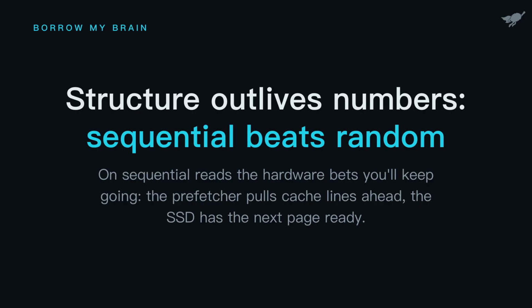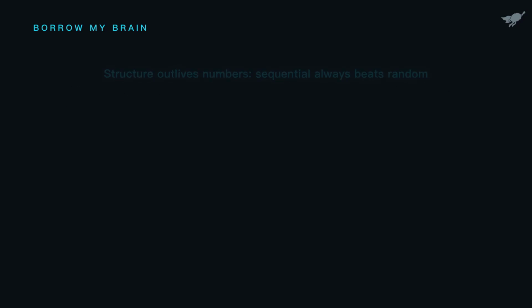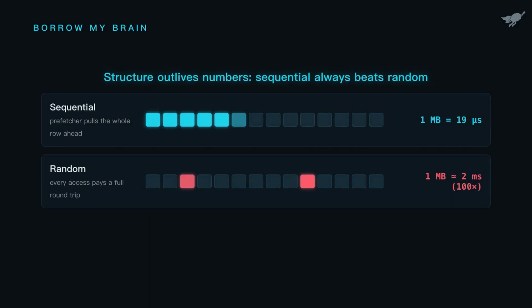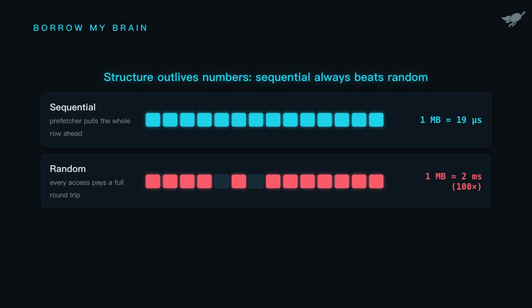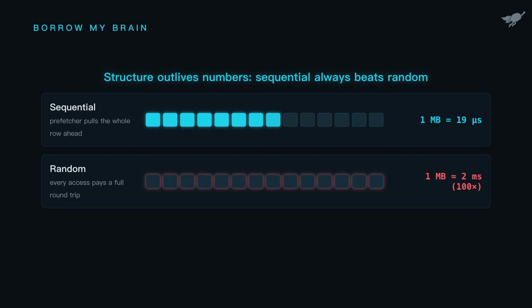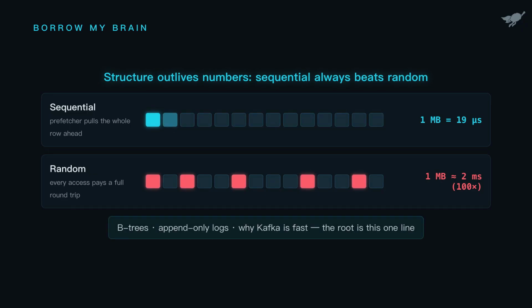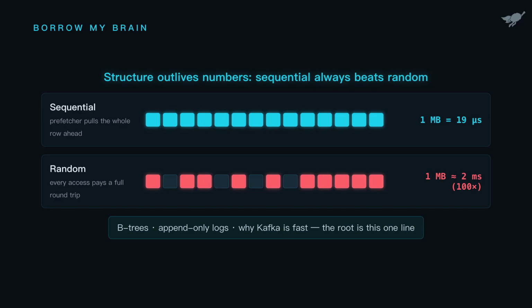But one structural thing outlives all the numbers. Sequential beats random. When you read sequentially, the hardware is betting that you'll keep reading. The CPU's prefetcher pulls the upcoming cache lines in ahead of time. The SSD controller has the next page pre-turned, and by the time you arrive, the data is already there. With random reads, the bet is off. Every access honestly pays for a full round trip.